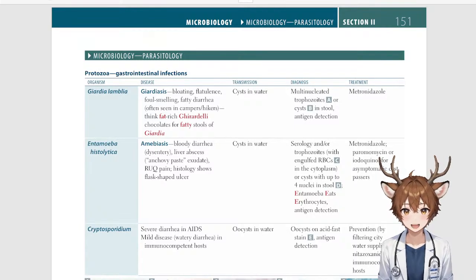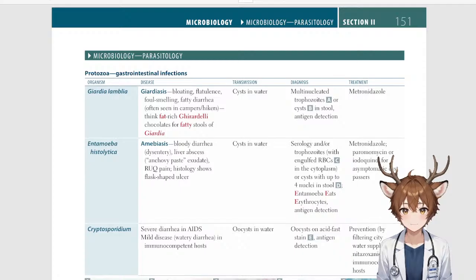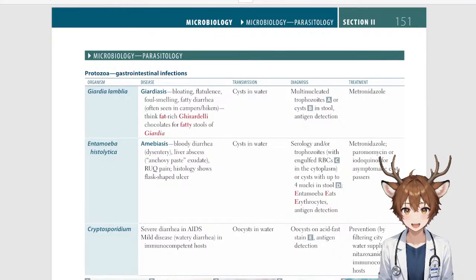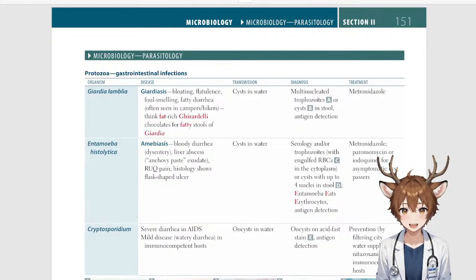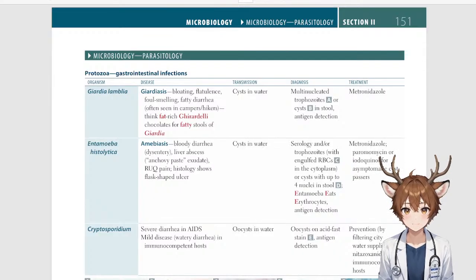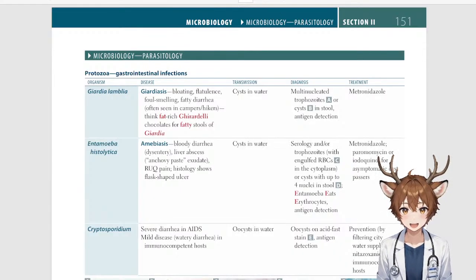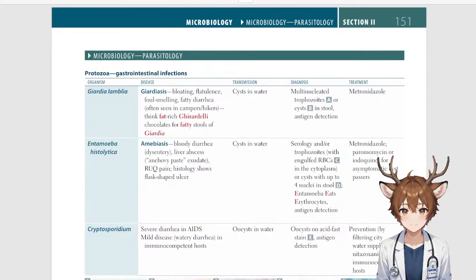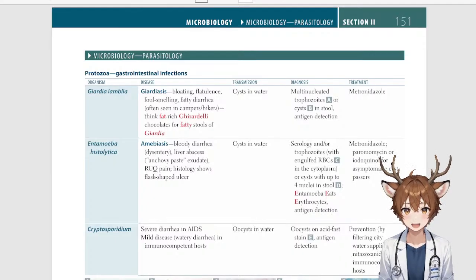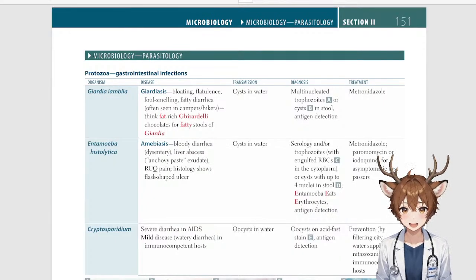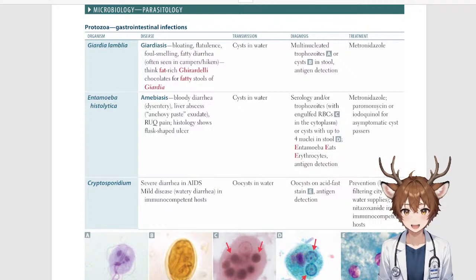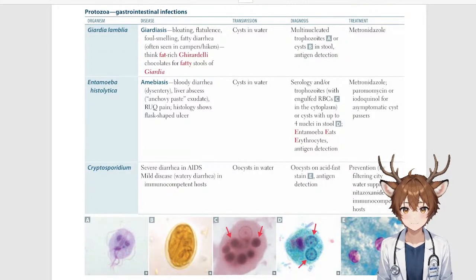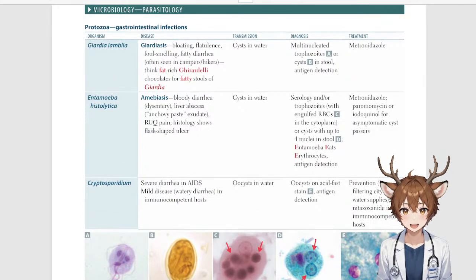Transmission: it's spread by cysts in water. Diagnosis would be multinucleated trophozoites. I've heard of trophozoite, I guess. I always pronounce it trophozoite. Or cysts in stool, antigen detection, PCR. The treatment would be tinidazole, nitazoxanide, or metronidazole. I've always heard it as being nitazoxanide plus metronidazole, but they have tinidazole here as well. And here's a picture, you can see A and B for Giardia.